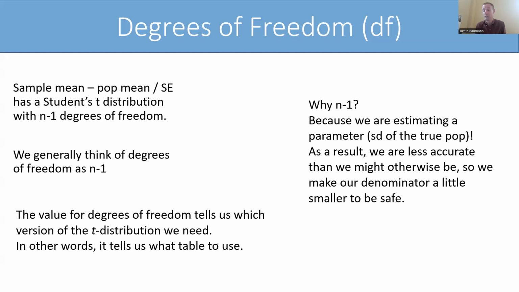I guess I wrote that in. You can read it if you didn't believe me when I said it. This is straight out of the textbook. We're estimating the parameter, the standard deviation of the true population. As a result, we're going to be less accurate. So we are going to be a little conservative by doing n minus 1 instead of n in the denominator.